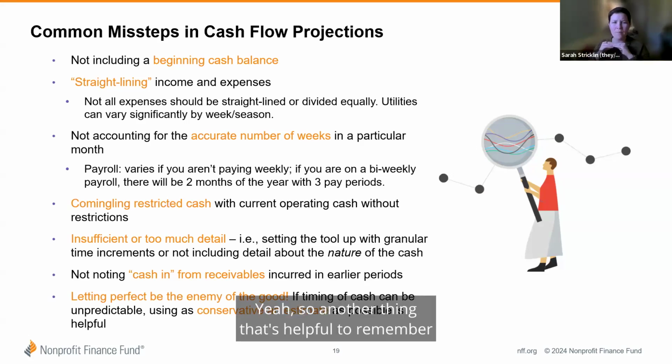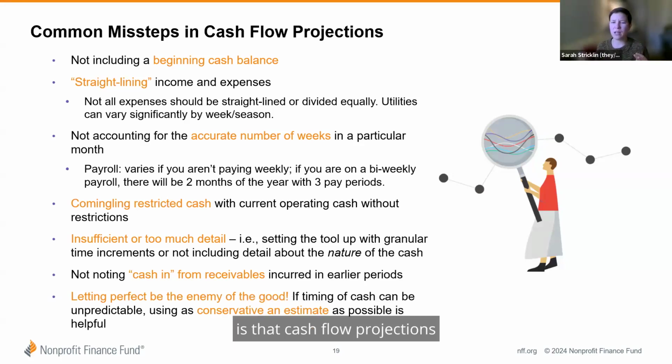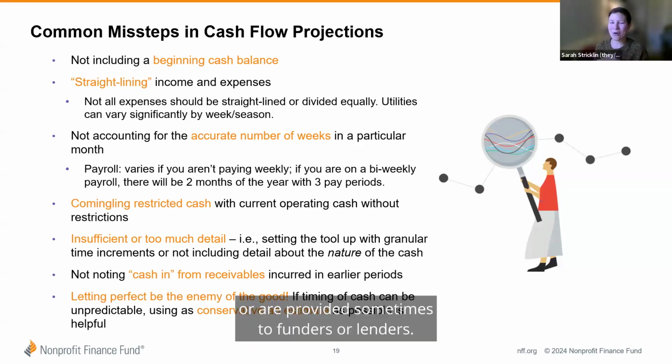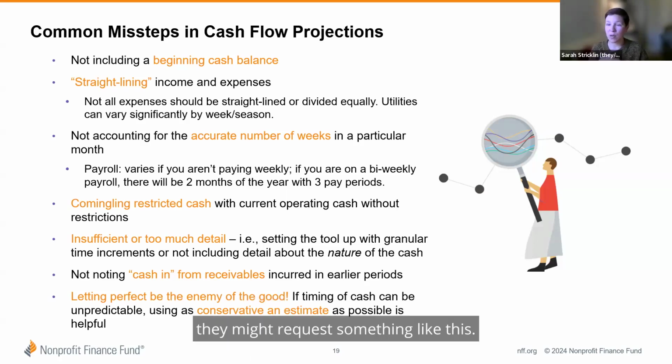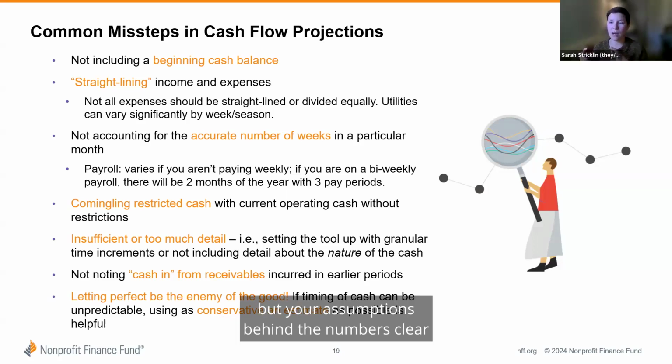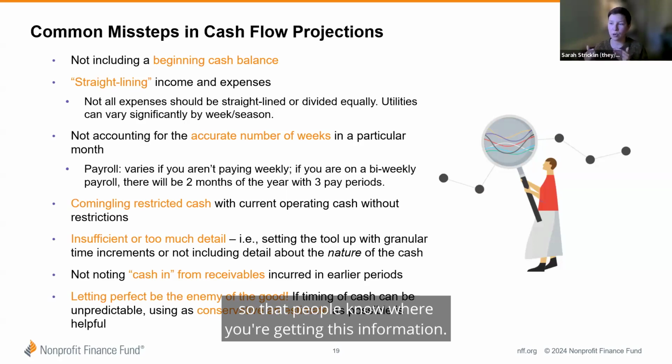Another thing that's helpful to remember is that cash flow projections are often used at board meetings or are provided sometimes to funders or lenders. When you're in a meeting with a new funder, they might request something like this. So it's really good if your format makes not just the cash flow clear, but your assumptions behind the numbers clear, so that people know where you're getting this information.